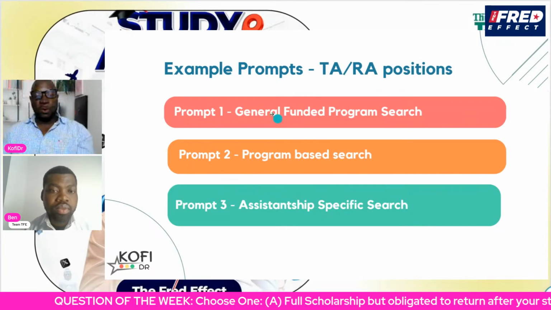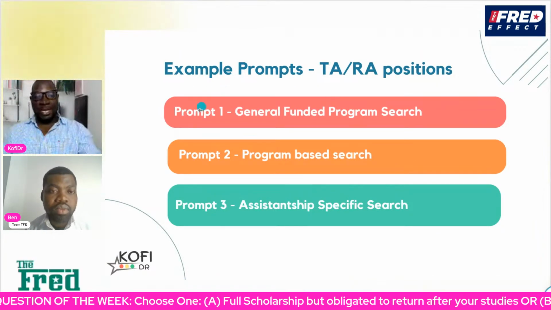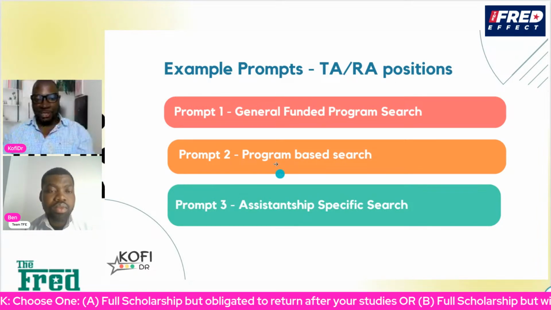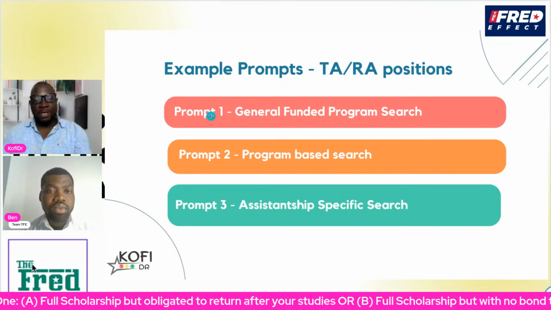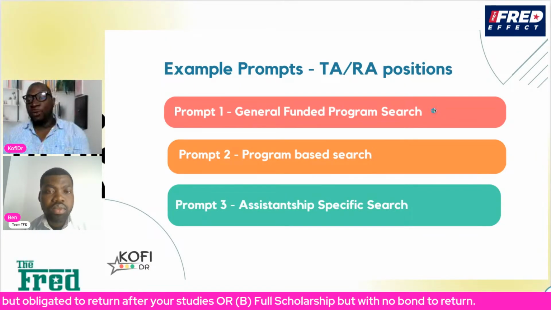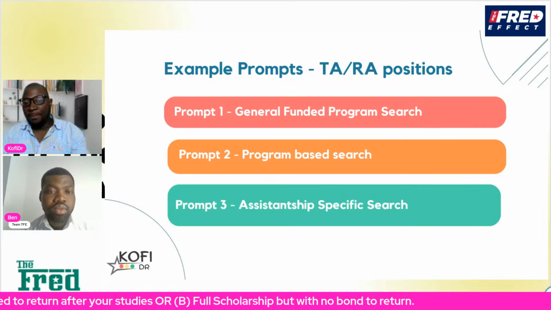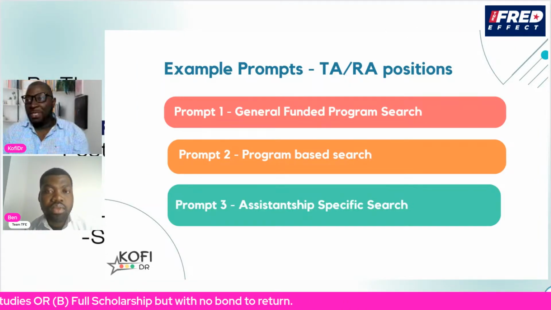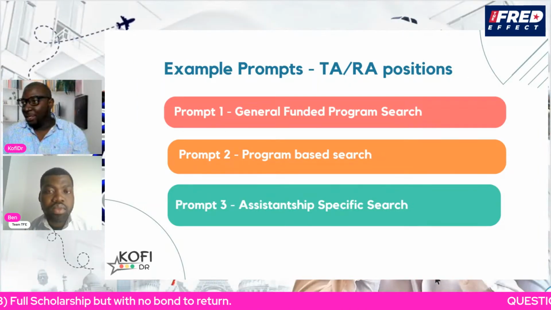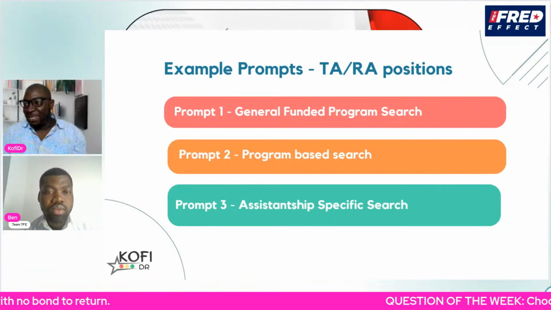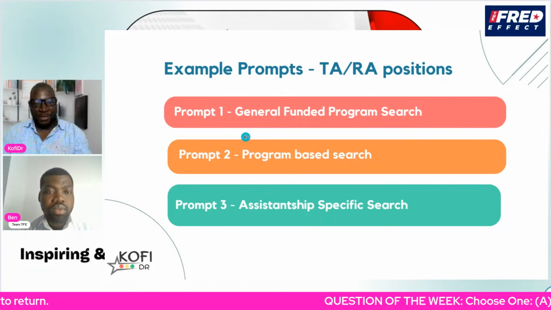So what I'm going to do is show a prompt under each, and then we will go. For our TA and RA positions, prompt 1 will be general funded program search. So let's say you want to find a program with funding. What are some of the prompts you will be looking at? I call this the master prompt because I use that a lot.